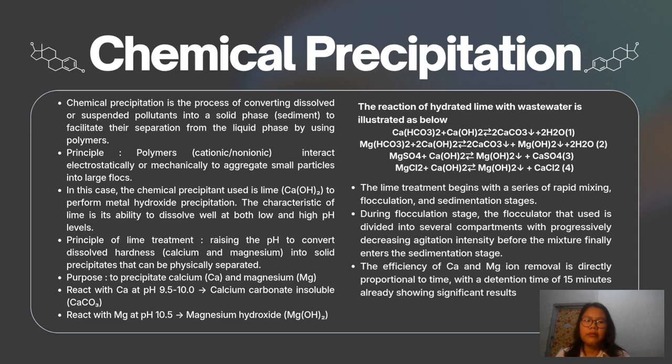The lime treatment begins with a series of rapid mixing, flocculation, and sedimentation stages. During the flocculation stage, the flocculator that is used is divided into several compartments, with progressively decreasing agitation intensity, before the mixture finally enters the sedimentation stage. This lime treatment has a low detention time to remove calcium and magnesium ions in wastewater, around 15 minutes, to show significant results.